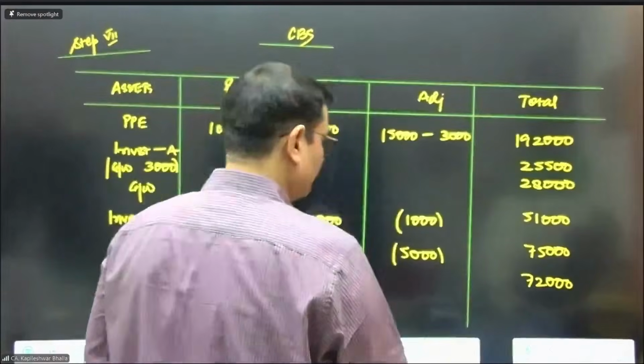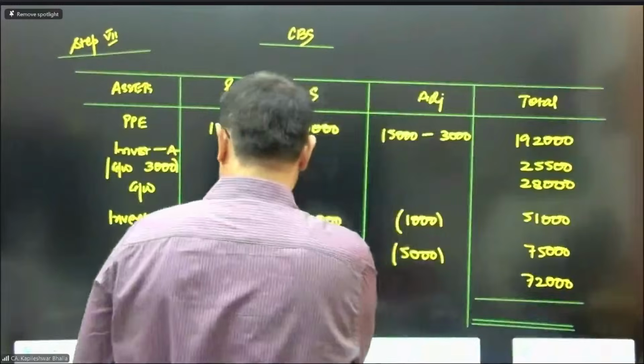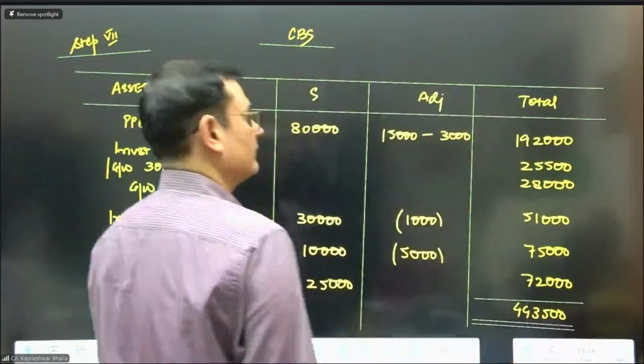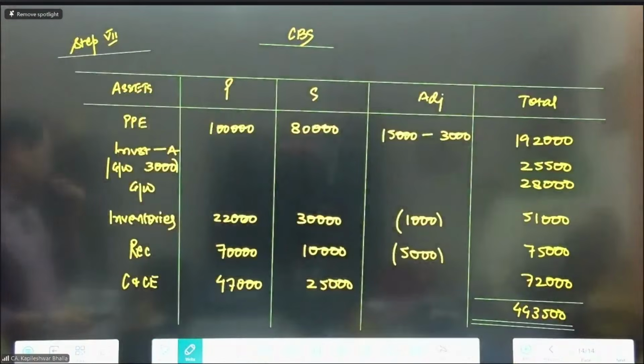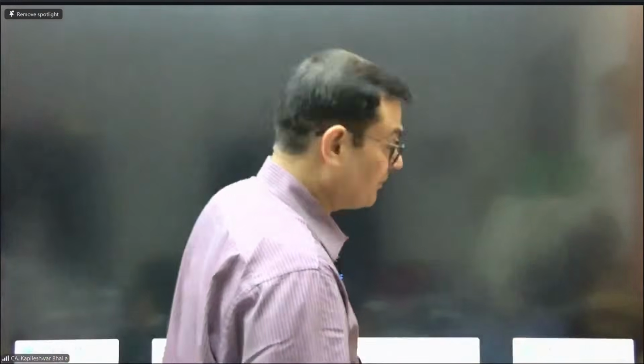I think it's 443,500, the total of the balance sheet. 443,500. Okay, so now we can proceed to the liability side of the balance sheet as well. Same formatting continues.